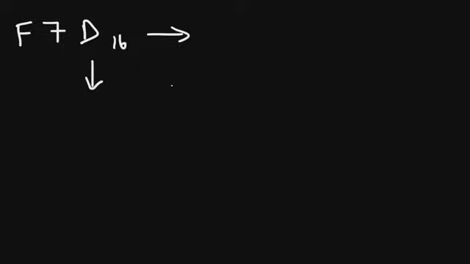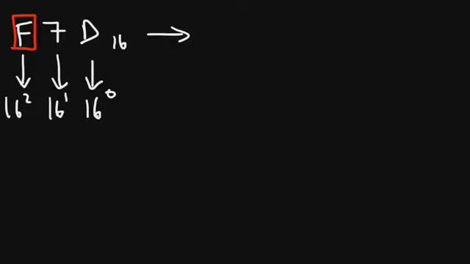So the first letter on the right, we're going to multiply by 16 to the 0 power. The second one is going to be 16 to the first power. And the last one, 16 squared. So F, we need to change that from a hexadecimal value to a decimal value. So using the chart that we wrote before, hopefully you wrote that down so you don't have to keep rewinding the video. F corresponds to 15.